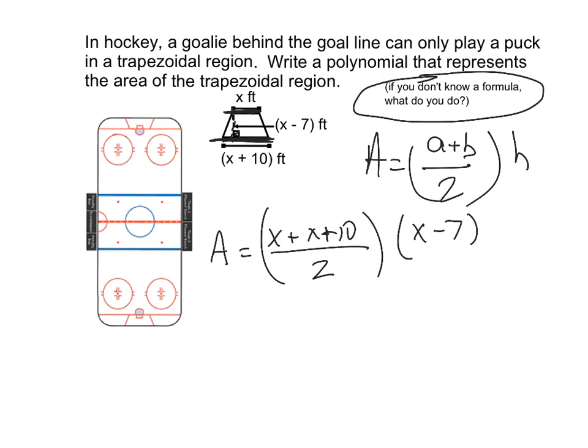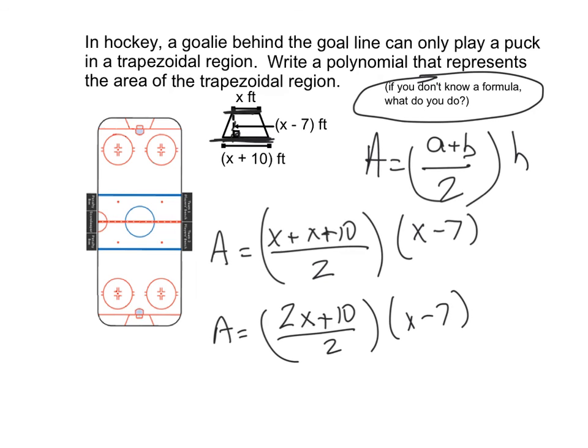All right, so now I need to simplify it. I am going to look at my numerator first because I see that I have operations in my numerator, so I'm going to simplify that first. x plus x is 2x plus 10, all of that over 2, times x minus 7. I'm still bringing everything straight down.